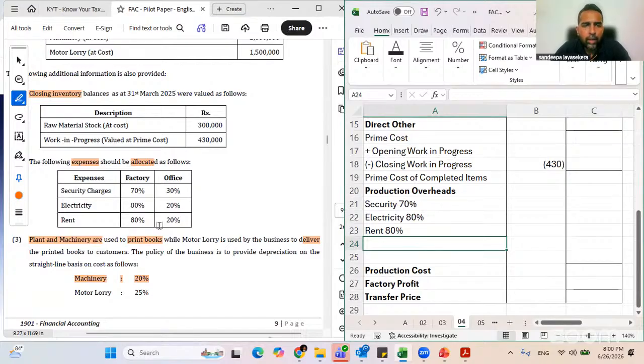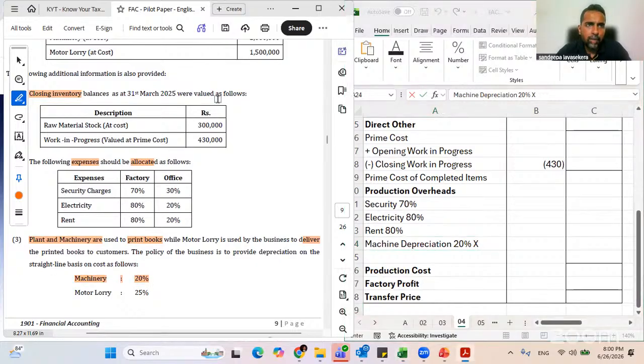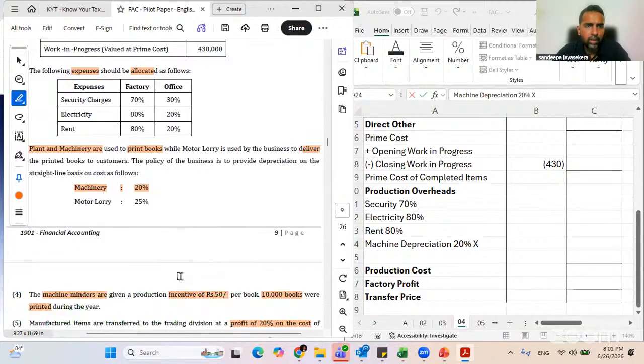Plant and machinery depreciation, yes, we need to factor. So you'll have to take the machine depreciation, which is at 20%. We'll come to the cost later because while we take the balances from the given items, we can take it. So you have to take just 20% of the depreciation. We took the security 70, electricity 80, rent 80, machine depreciation 20%. Lorry depreciation, that's a distribution cost.